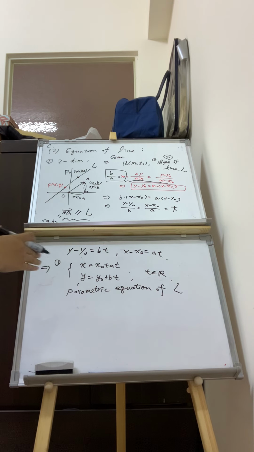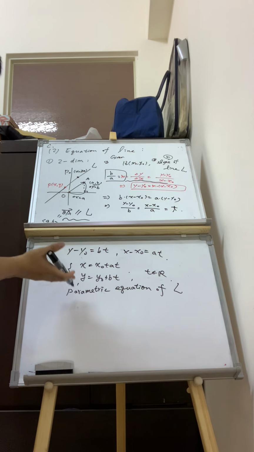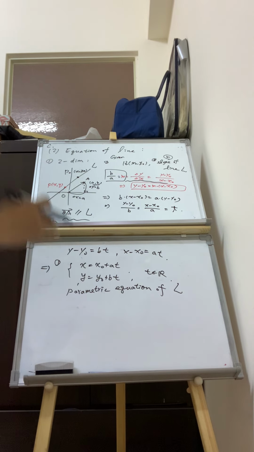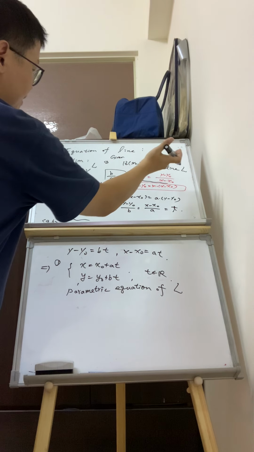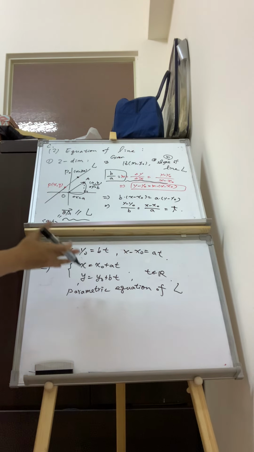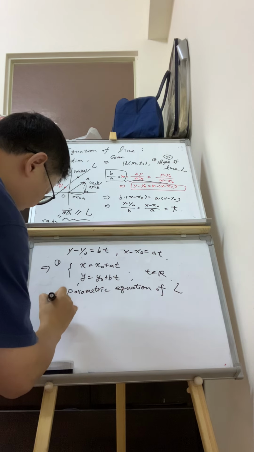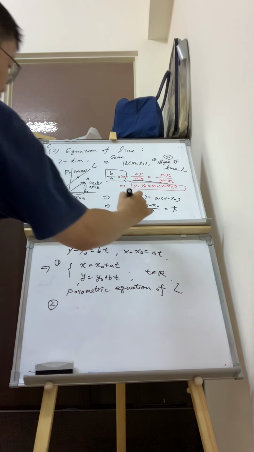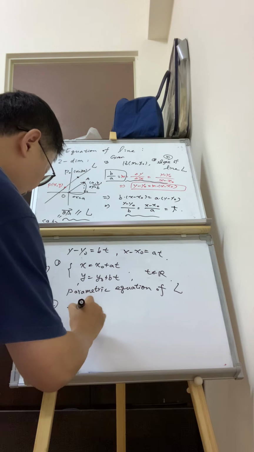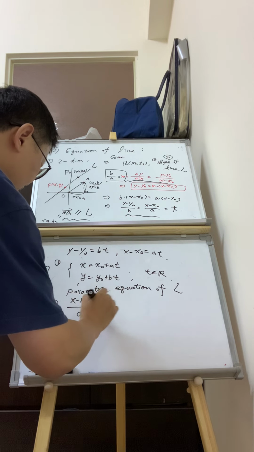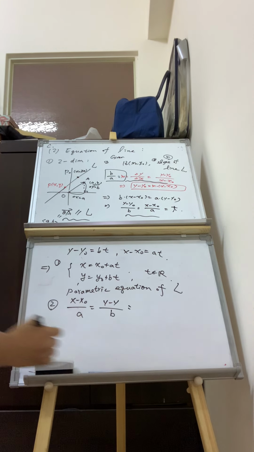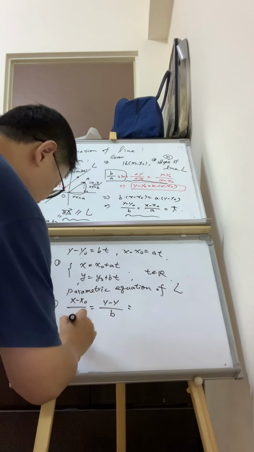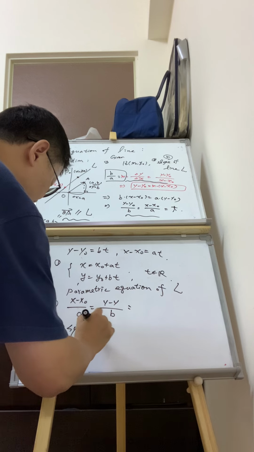The reason why we characterize this straight line in this way is that we want to consider the case in R3 space, where we don't have the concept of slope. Another way is to start from this one: (x subtract x0) over a equals (y subtract y0) over b. It's called the symmetric equation of L.